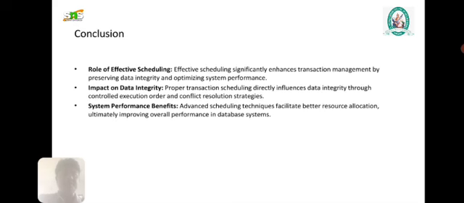The conclusion: the role of effective scheduling and its impact on data integrity and system performance benefits. Effective scheduling significantly enhances transaction management by preserving data integrity and optimizing system performance. The impact on data integrity: proper transaction scheduling directly influences data integrity through control of the execution order and conflict resolution strategies. System performance benefits: advanced scheduling techniques facilitate better resource allocation and ultimately improve overall performance in database systems. Thank you.